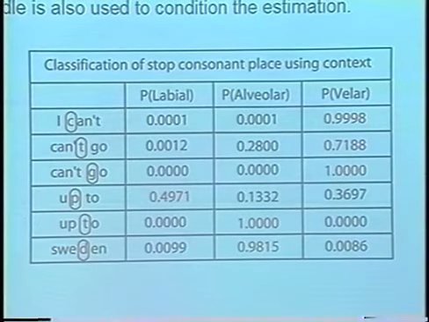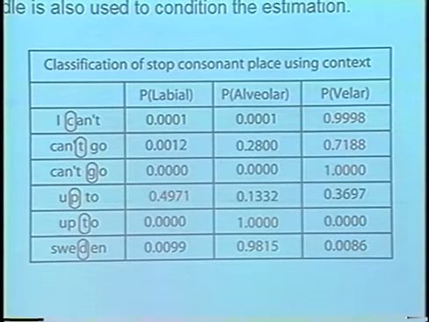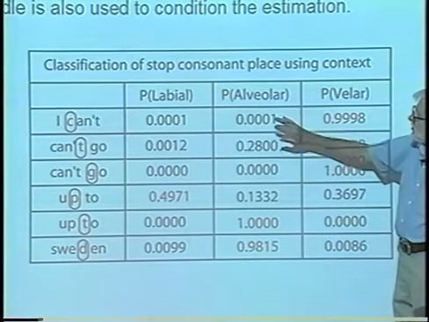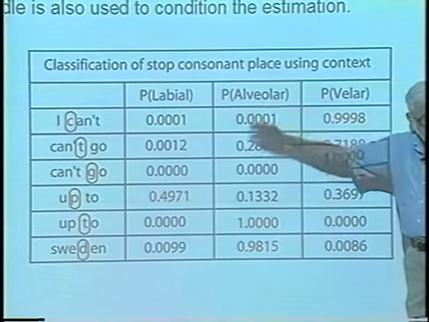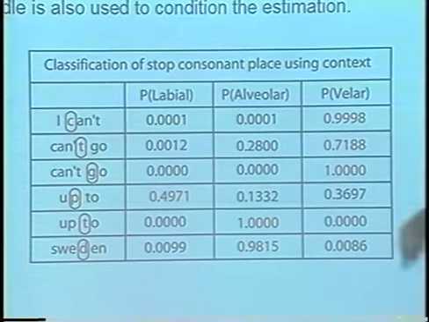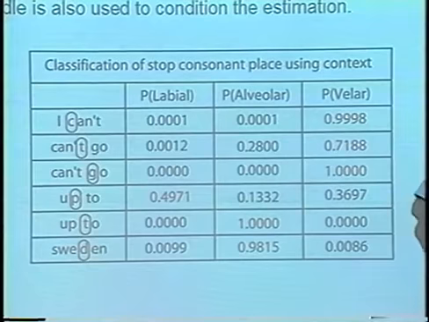This is simply a demonstration that these probabilities would have been different if we had done the classification without knowing the context, okay? And knowing the context helped. So it's an example of this top-down processing.